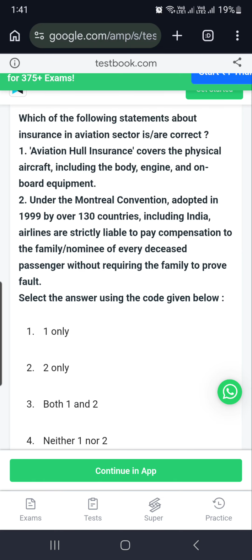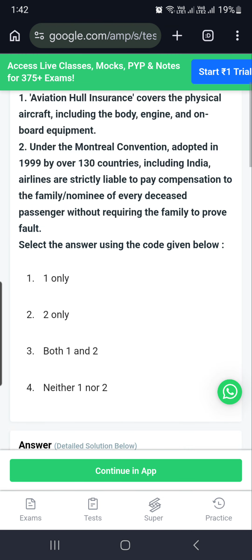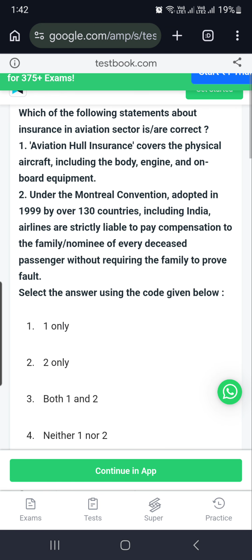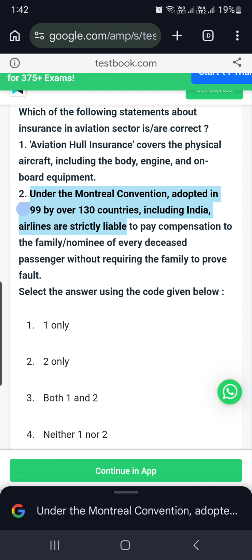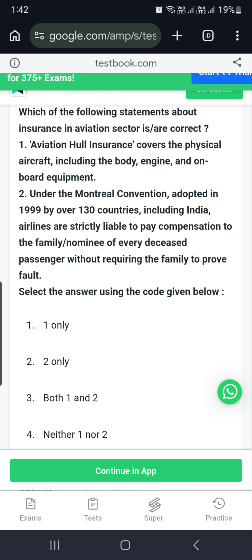Alright, the next question that we'll be claiming is with respect to the insurance and aviation sector. In this, there are 2 statements given, and we are claiming that the second statement is wrong and the first is correct. As per UPSC, both the statements are correct, but as per our claim, the second statement is wrong. And why are we saying so? Because look at the statement, we'll read it slowly. Under the Montreal Convention adopted in 1999 by over 130 countries, including India. So there is a Montreal Convention which has been adopted in 1999 by many countries, including India.